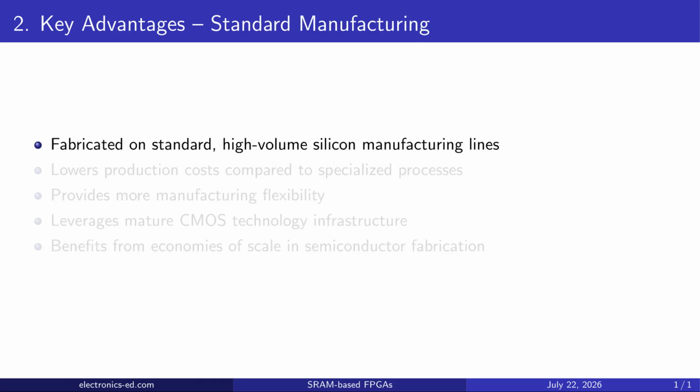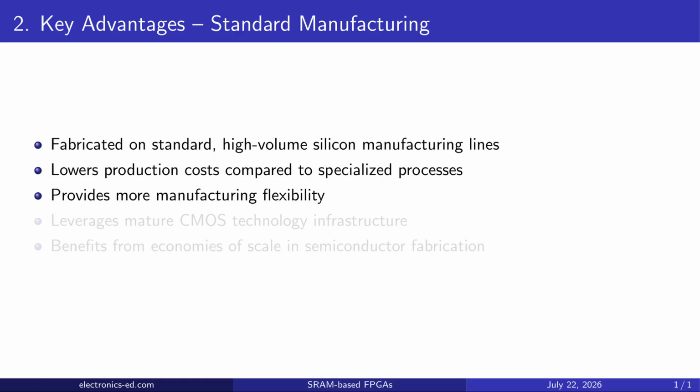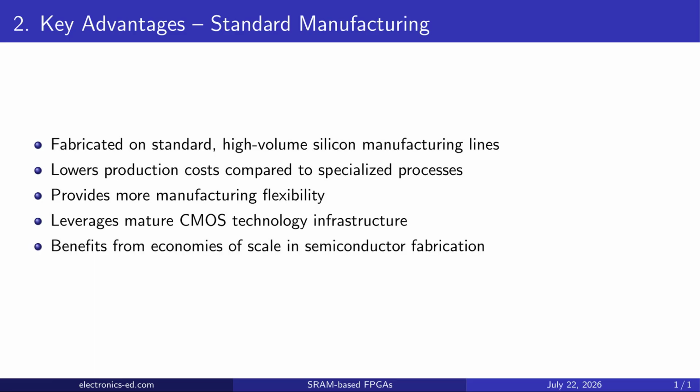These devices are fabricated on standard, high-volume silicon manufacturing lines. This lowers production costs compared to specialized processes. It provides more manufacturing flexibility. They leverage the mature CMOS technology infrastructure. And they benefit from economies of scale in semiconductor fabrication.